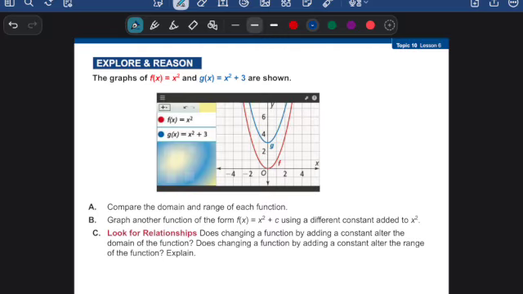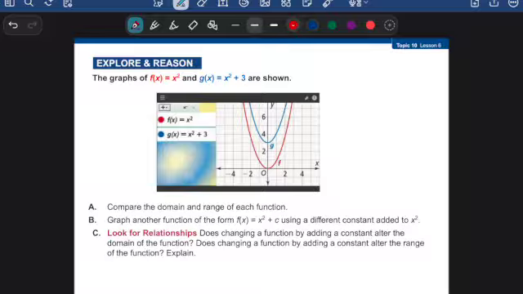The graphs of f of x, shown in red, and g of x, shown in blue, are below in the picture. We can see that they're both parabolas, as they are both quadratic functions. And g of x in blue is 3 units up from f of x. We can see that the vertex is at positive 3. So how do the domain and range of each function compare?